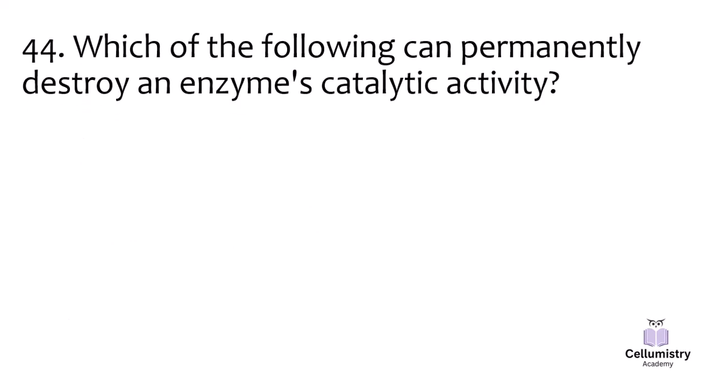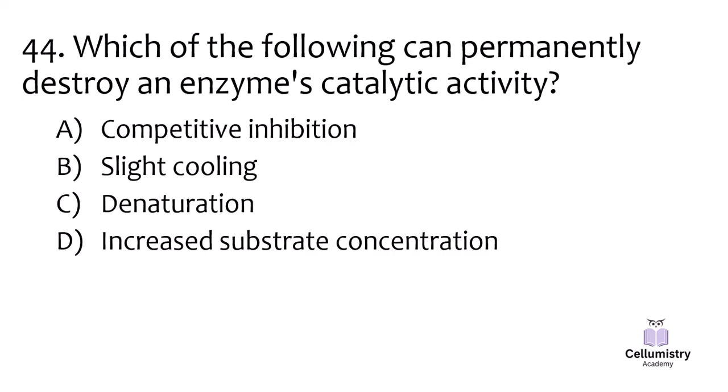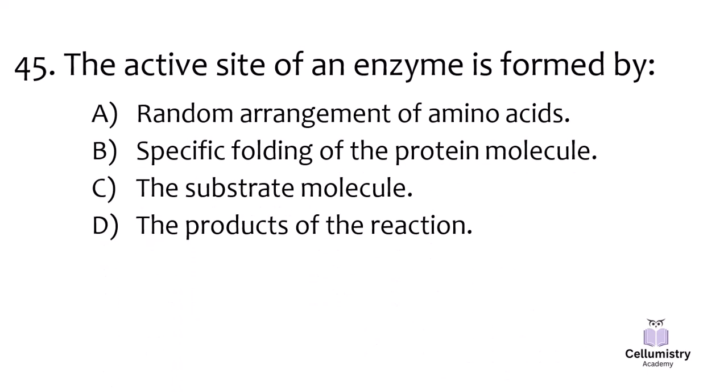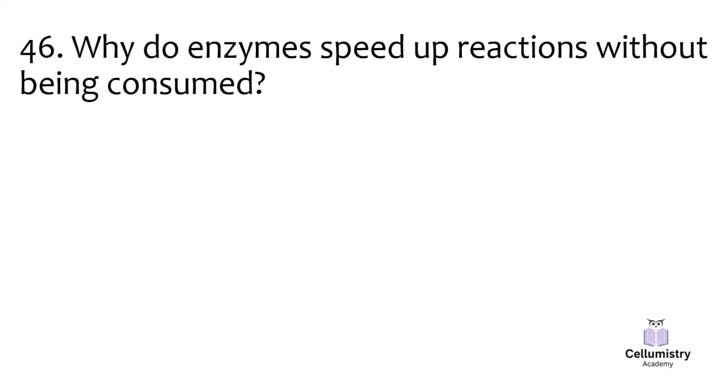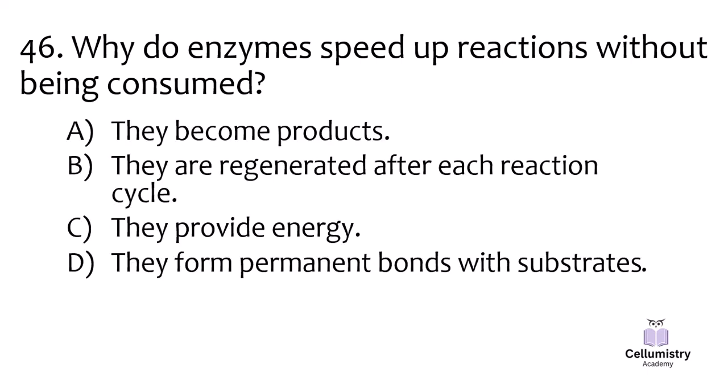Which of the following can permanently destroy an enzyme's catalytic activity? Answer is D. Increased substrate concentration. The active site of an enzyme is formed by... Answer is B. Specific folding of the protein molecule. Why do enzymes speed up reactions without being consumed? Answer is B. They are regenerated after each reaction cycle.